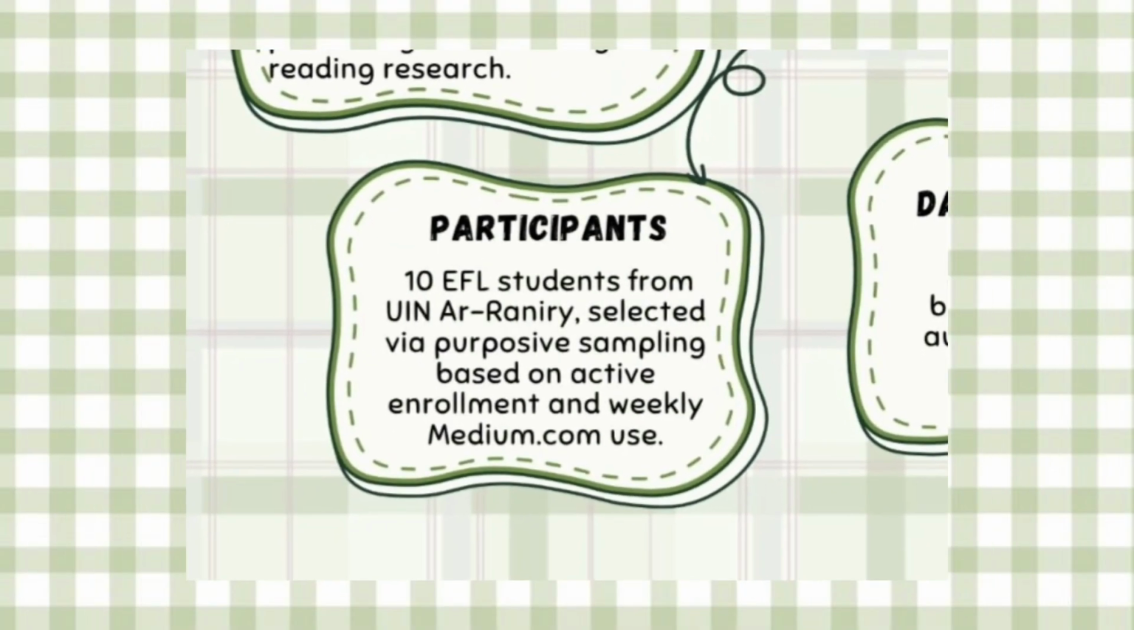The next branch covers participants. This study involves 10 EFL students from the English Education Department at Ar-Raniry, drawn from different semesters. They were chosen through purposive sampling, meaning they had to meet 2 criteria. First, being an active student in the English education program, and second, having used Medium.com for reading at least once a week over the past month. A short screening form was used beforehand to confirm this.